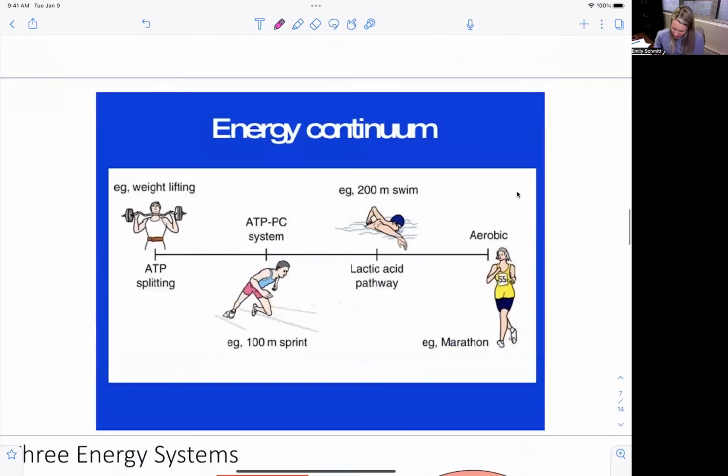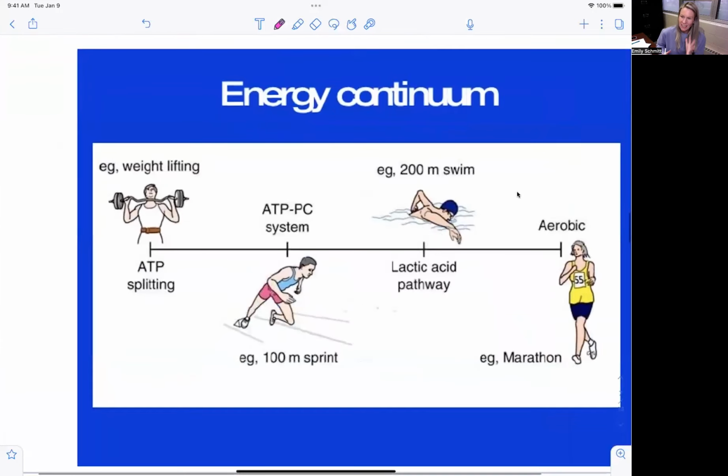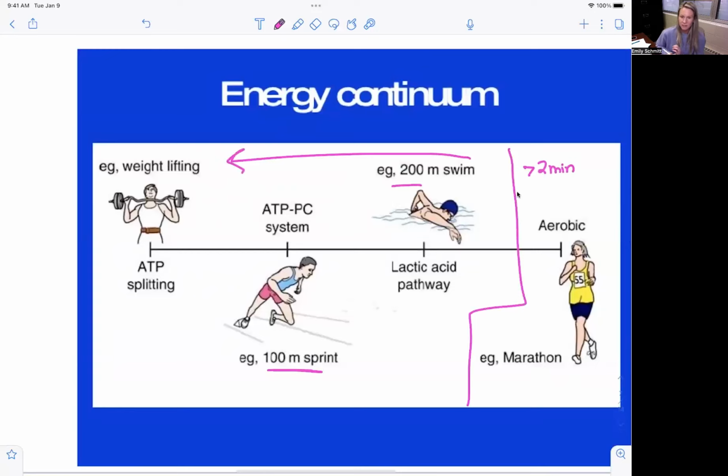So for our energy continuum here, again, thinking about these two anaerobic systems for weightlifting or the 100-meter sprint or the 200-meter swim, the aerobic, that's going to be greater than 2 minutes, which is not really what we're talking about. So we're really talking about activities, sports that are lasting less than 2 minutes, using the anaerobic system.